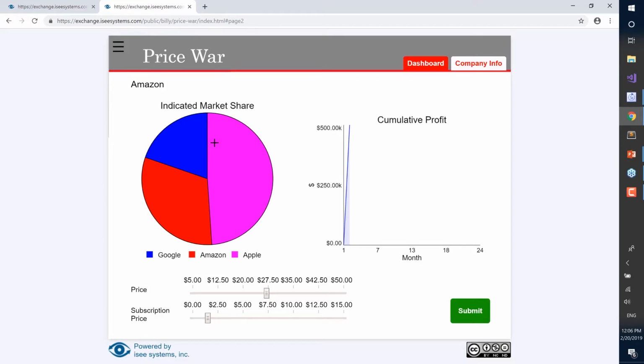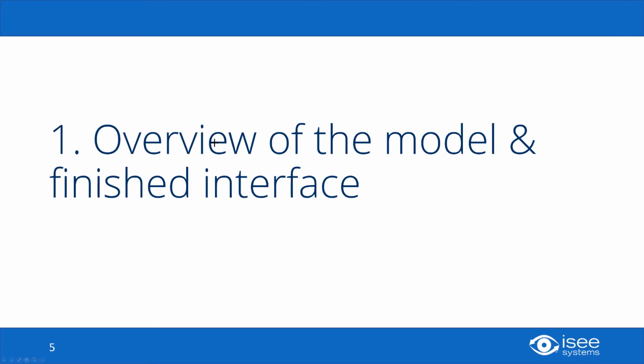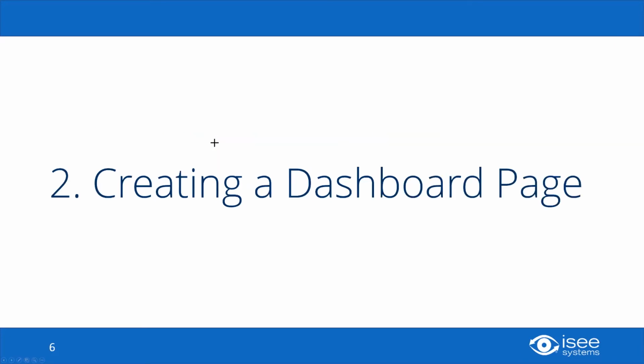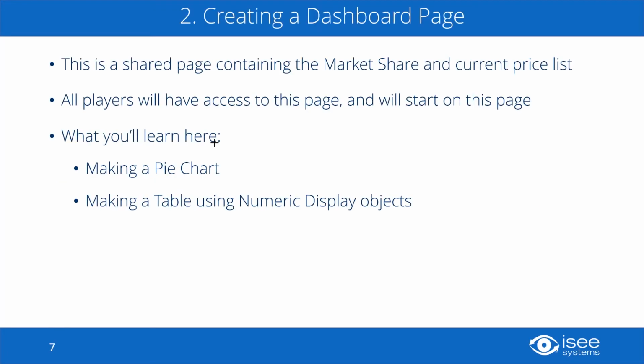So let's go back to the PowerPoint and see what we need to do next. The first thing that we're going to do to build this game is to build a dashboard page, to build that first page that we saw with the market share and all of the price information. So this is a shared page. This page is going to be viewable by both of our roles. All players will have access to this page and will start on this page. And what you're going to learn here is how to make a pie chart and how to make a table using numeric display objects.